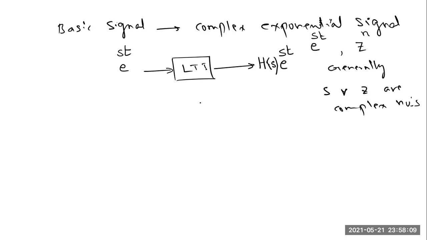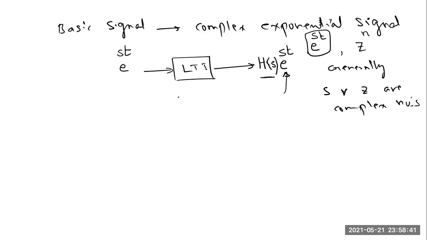So what is the point that you can pick from this discussion is that complex exponential signal of this general form has a very convenient response for LTI system. e raised to power st is the input. You get the same signal e raised to power st in the output multiplied with this constant factor.